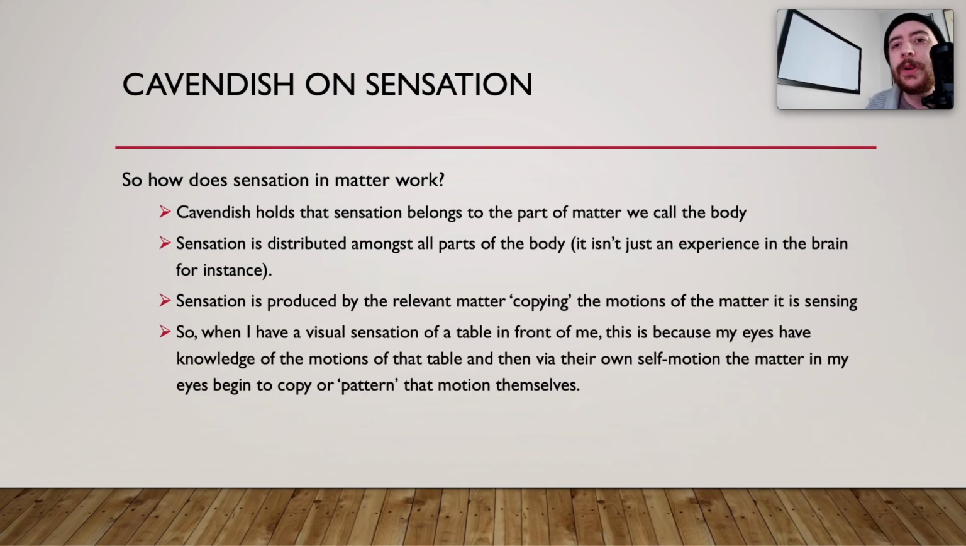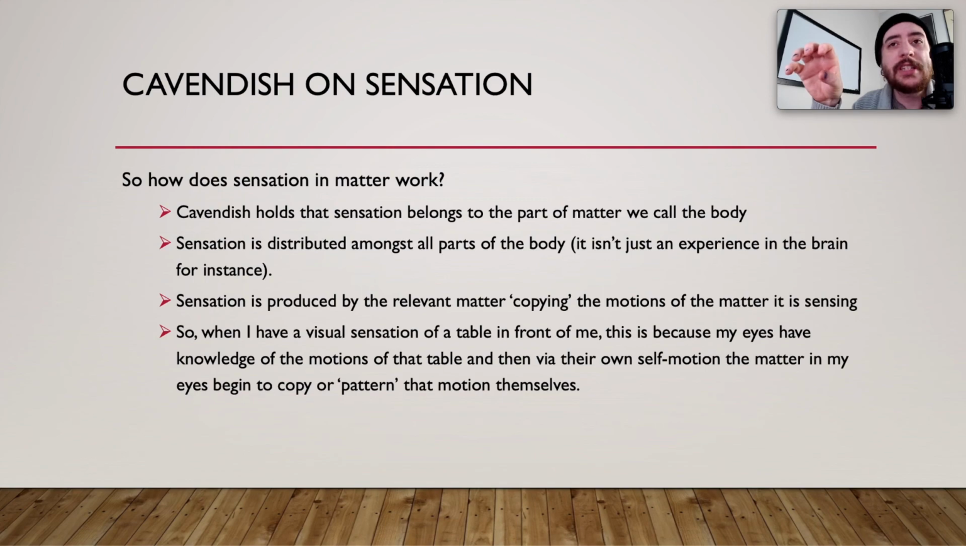So on her view, when I have a visual sensation of a table in front of me, the way that works is it's not that some aspect of the table is transferred to me. Rather, via a chain of contact, my eyes, the matter in my eyes, gains knowledge of the motions that are going on in the table, so to speak.